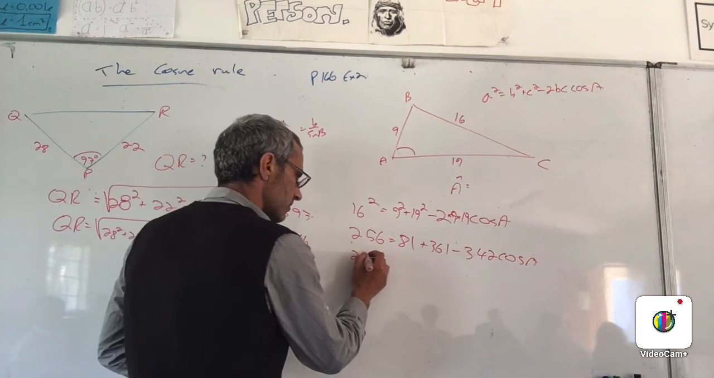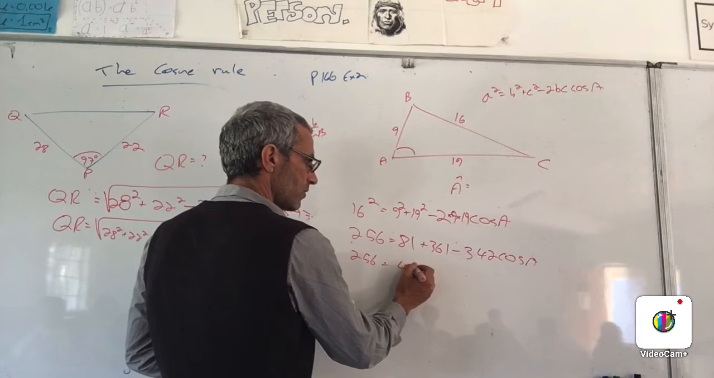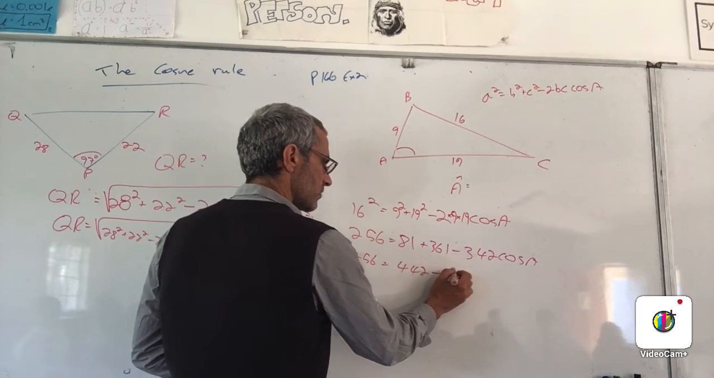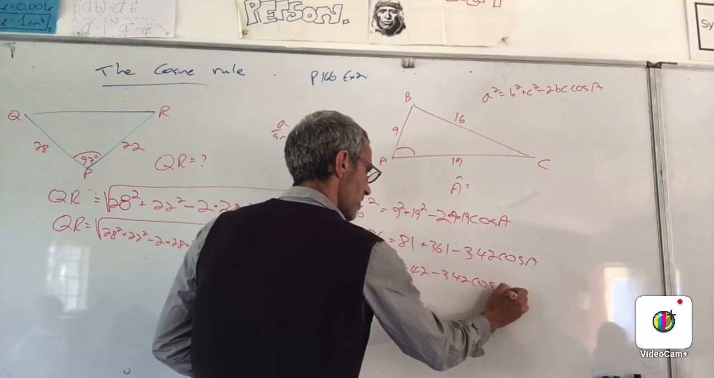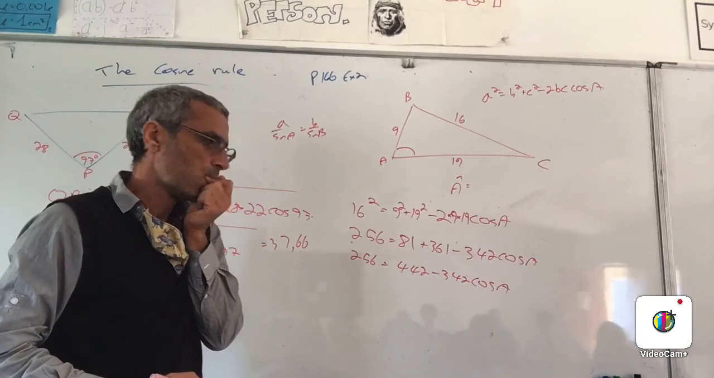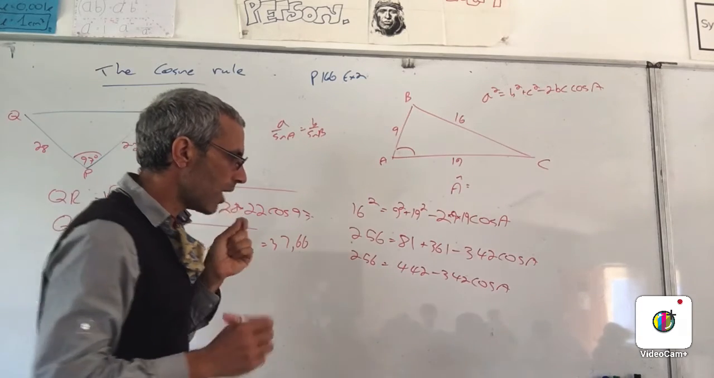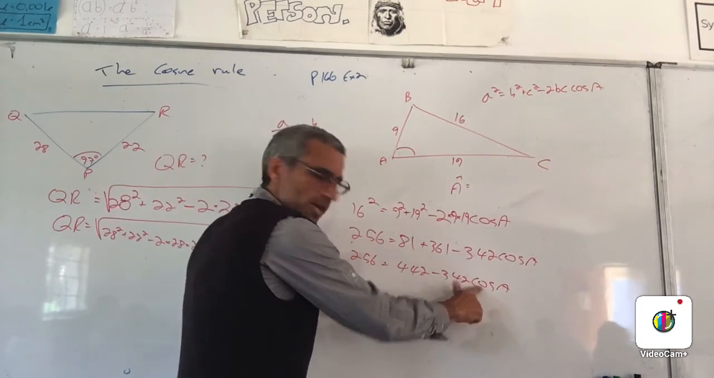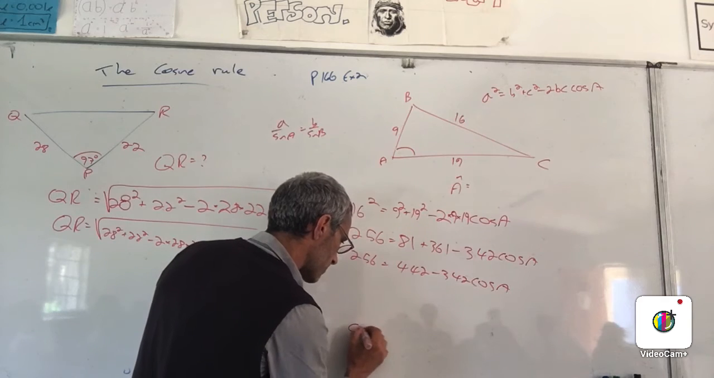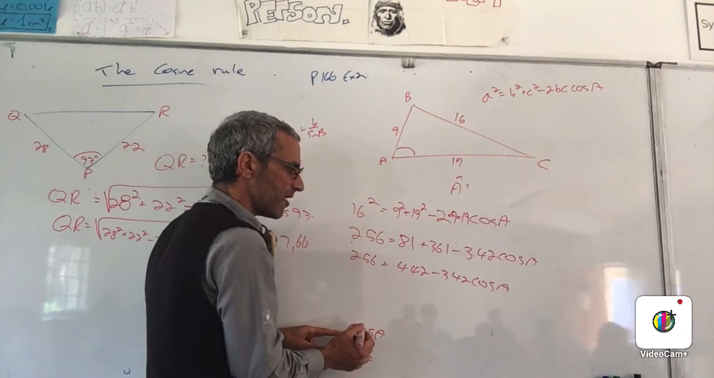Okay, let's write it down: 256 equals 81 plus 361, which is 442, minus 342 cos A. Now, what should I do? Can't you say 256 minus 100 cos A? Well, what I really want is to find cos A. At the end of the day, after that, I actually want to find what A is. But first I want to find cos A.